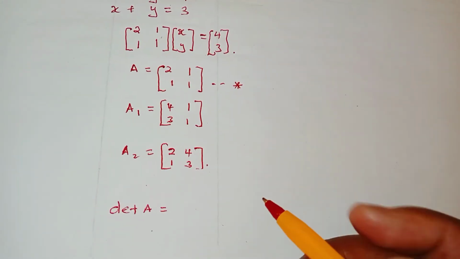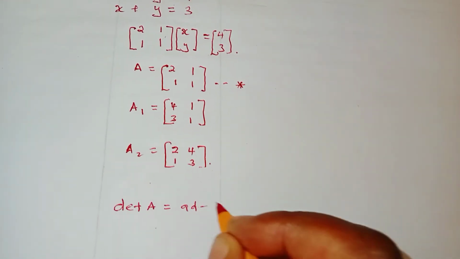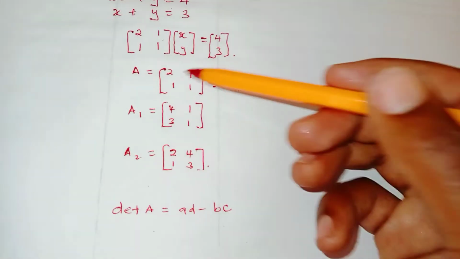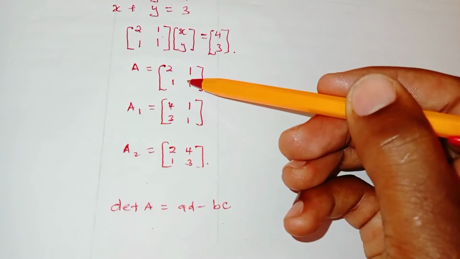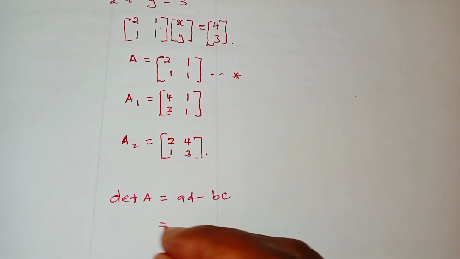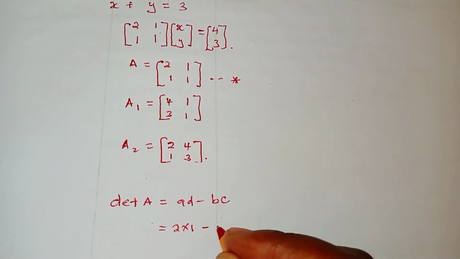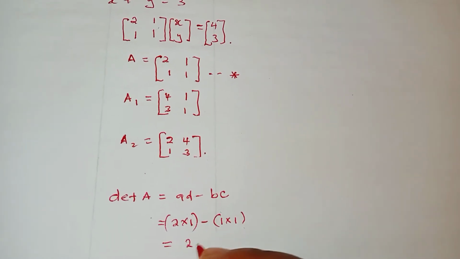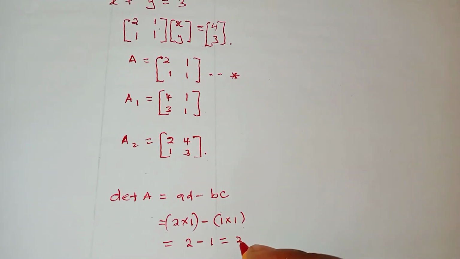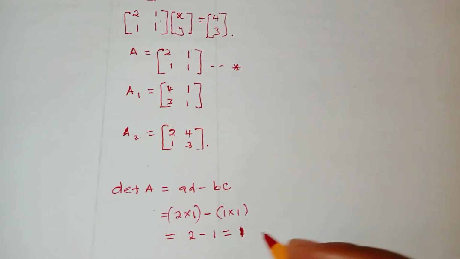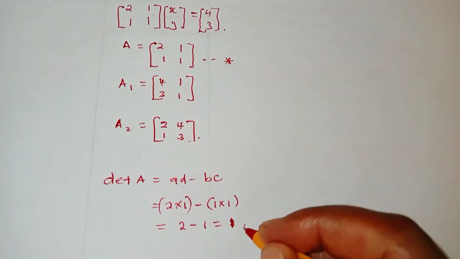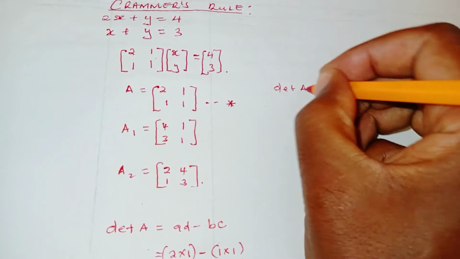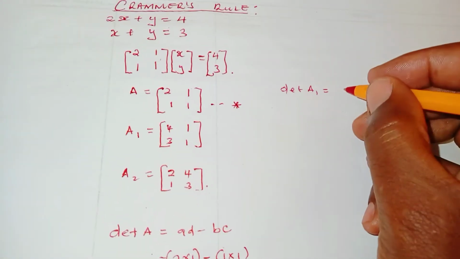You know, the determinant of any 2 by 2 matrix is given by AD minus BC, where A, B, C, D are elements of the matrix. So we take AD, that is 2 times 1, minus 1 times 1. This gives me 2 minus 1, which is just a 1, right? That checks.